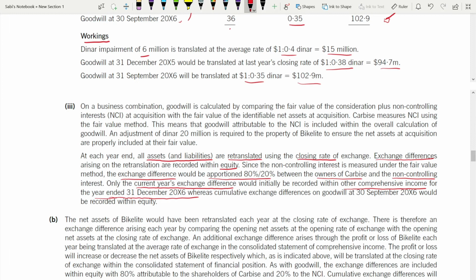Whereas cumulative exchange differences on goodwill at 30th September 2006 would be recorded within equity. It's a rule. Current year will be recorded as other comprehensive income, but cumulative differences on goodwill at 30th September 2006, where will they be recorded? Within equity.